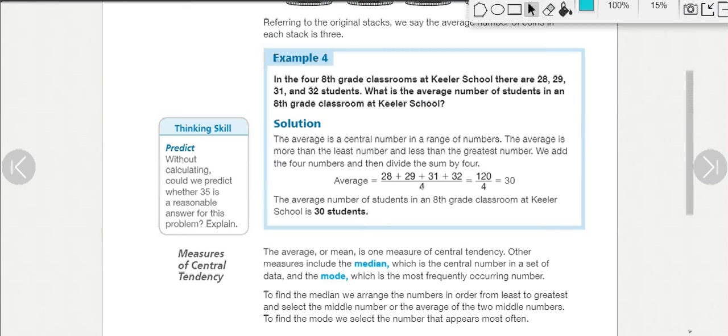Example 4, though, reminds us how to find average. If there's this many students in 4 different classes, what's the average number of students across all 4? We find the sum of all these totals. We add up 28 plus 29 plus 31 plus 32, and we divide by how many groups. There's 4 classrooms. So we get 120 divided by 4. The average number of students per classroom at Keeler School is 30 students.